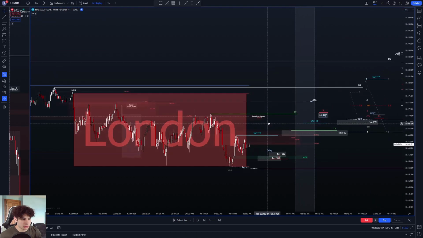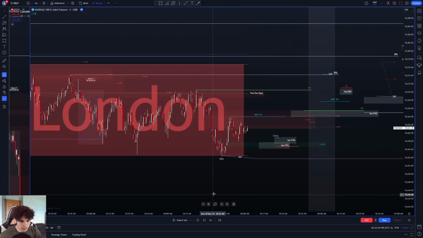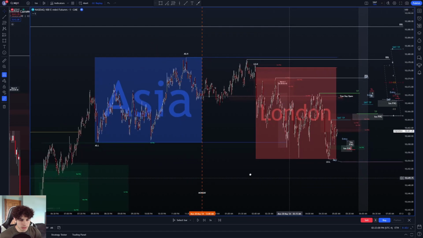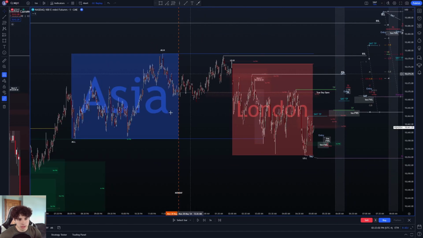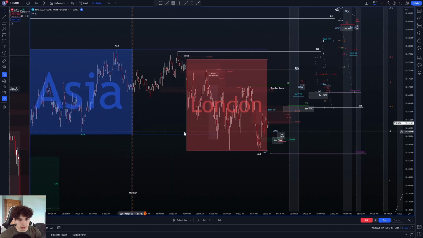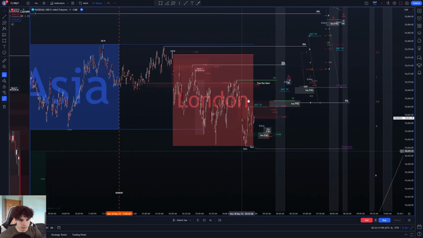So if we go into Monday, this is Monday the 20th, this is last week. Right now this is at 5:02 a.m. You could see, starting off with the London and Asia liquidity, the London took out the Asia low, so this Asia high is still being exposed right here, and then we just created the London low right here.